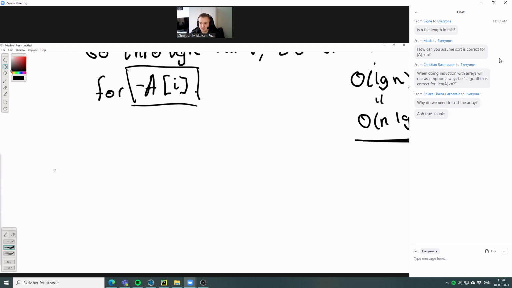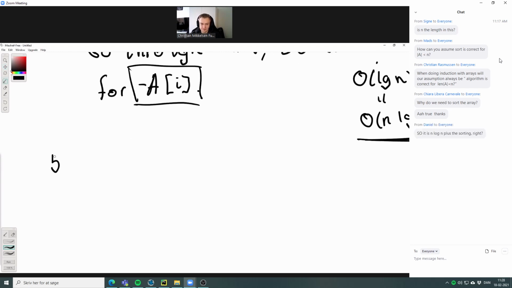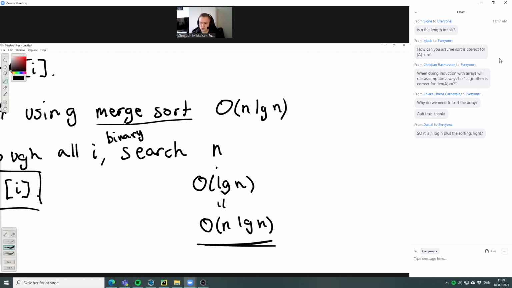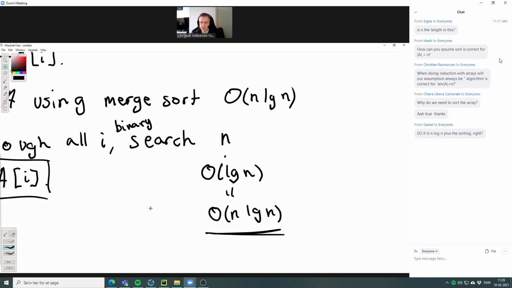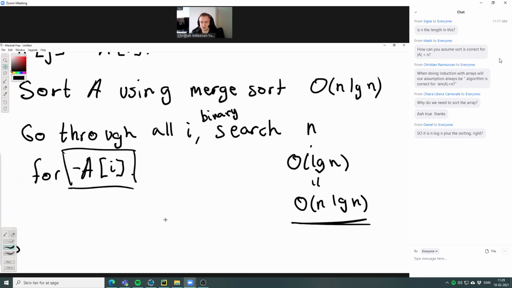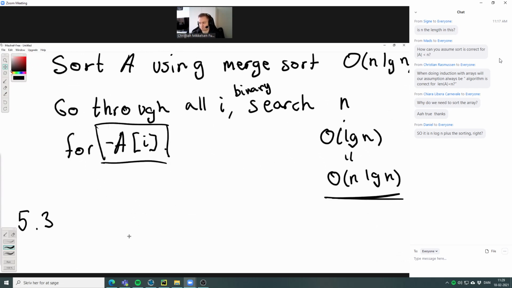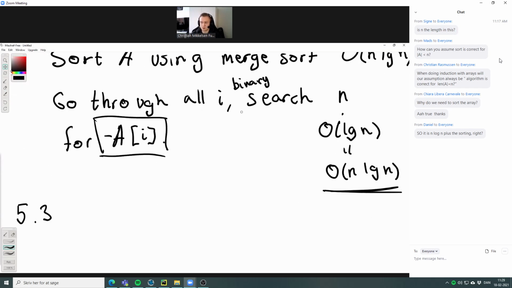Let's go to 5.3. So it's n log n plus the sorting, yes. But in this case, we use merge sort specifically, which also has a complexity of n log n. If you use something like quick sort, the worst case will actually be n squared. So in that case, it would also be n squared. But of course, quick sort in general can also be faster. It has a really good best case, but here we specifically said merge sort.